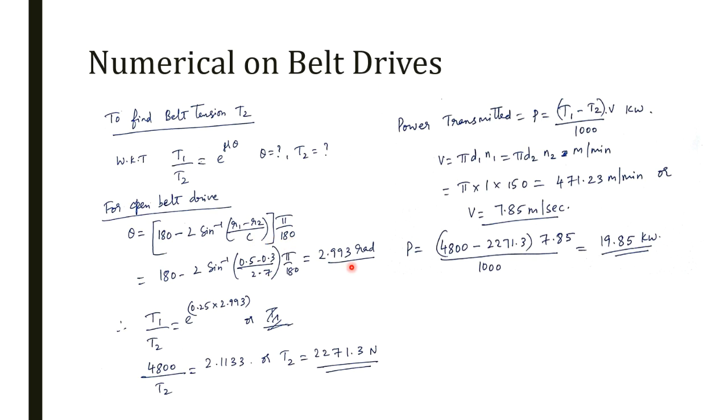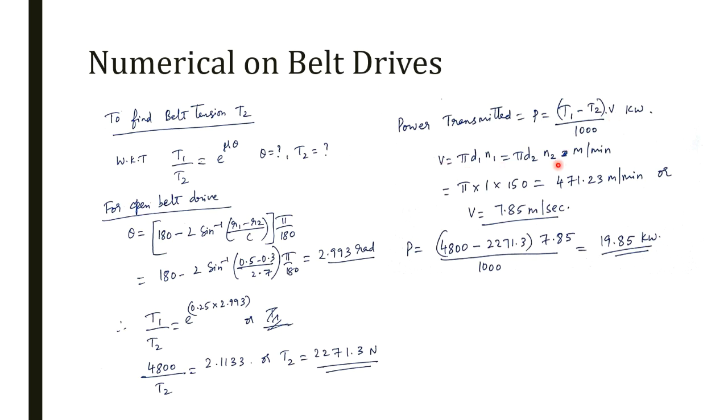Substitute, you will get the value, and then substitute in this formula T1 by T2 is equal to e power mu theta. One of the tensions is given, that is tension at tight side is given 4800. Simplify, you will get the tension at the slack side. And then power transmitted, you need to find out power transmitted in the belt drive. P is equal to (T1 minus T2) by 1000 into V, V is the linear velocity.